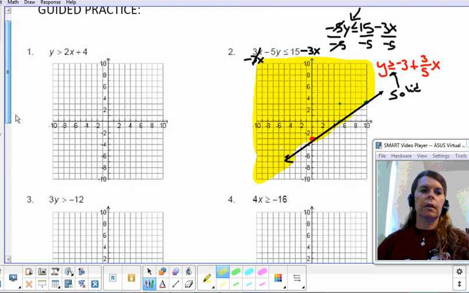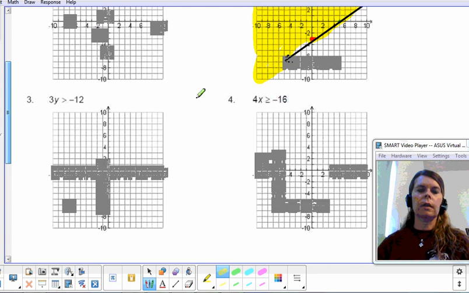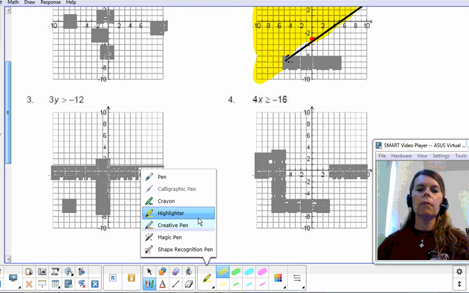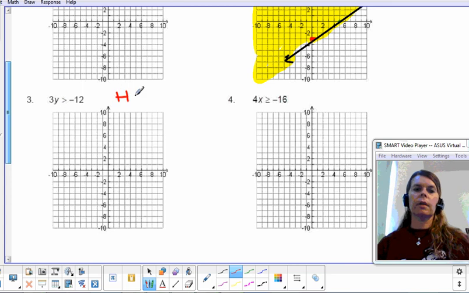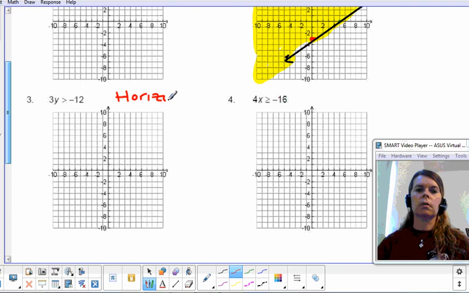Okay, now I'm going to give you a little clue on these ones that only have the y or only have the x. And what the deal is that if you just have y, it's going to be horizontal. And then, again, we're going to divide by a positive, so it's going to stay greater. And you're going to shade above that horizontal line. And only x means it's going to be a vertical line. And again, you're not going to divide by a negative, so you're not going to switch the sign.